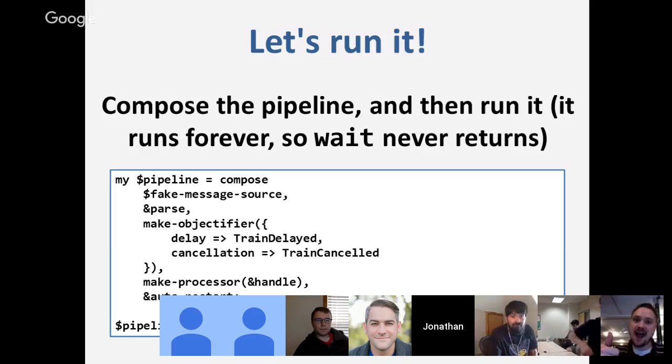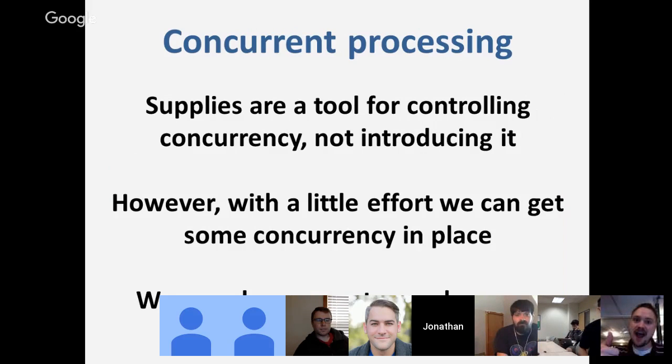All right. So I just want to talk just a tiny bit about concurrency and supplies. Supplies are mostly about controlling, not introducing, concurrency. What that means is that what we have assembled so far is a pipeline that will handle one message at a time. And that may be fine, but it may also be a little bit constraining, particularly if you have operations that are going to do retries and so on, or the operations themselves are asynchronous.